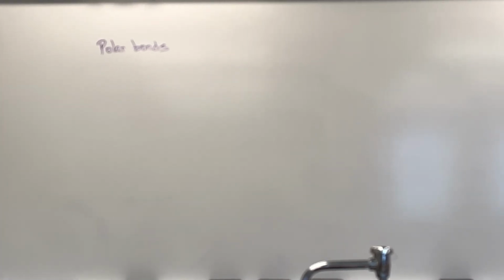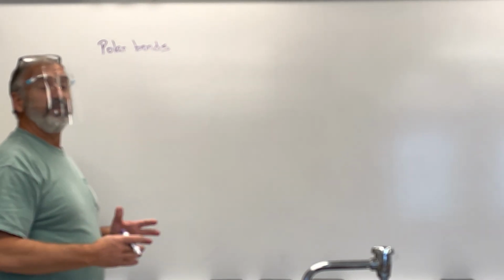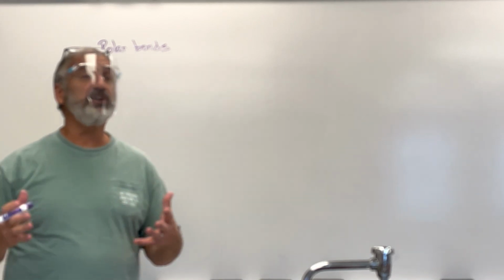So polar bonds. I'm not going to follow the outline specifically, but what do you think a polar bond would be? Everything's on one side. Everything meaning? What part of the atom is involved in bonding? The electrons. So the electrons, a covalent bond is a sharing of electrons.